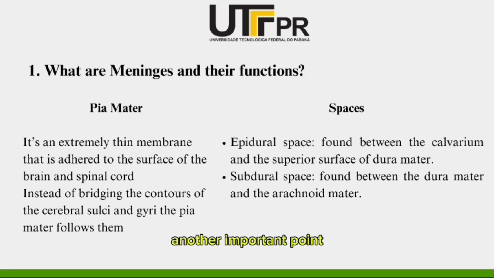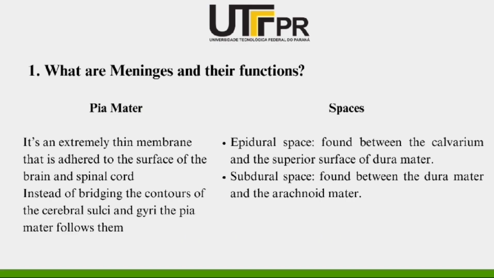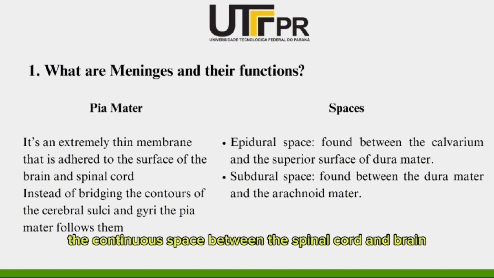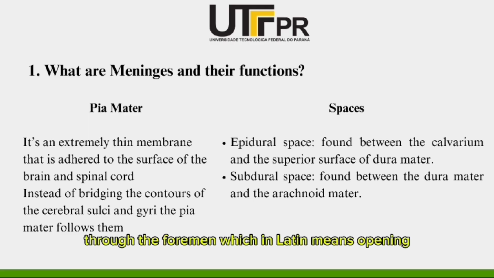Another important point is that three spaces can be found between the meninges. Epidural space, located between the skull and the upper surface of the dura. The subdural space between the dura mater and the arachnoid mater, and finally, the subarachnoid space. It's the continuous space between the spinal cord and brain, filled with cerebrospinal fluid, CSF, through the foramen, which in Latin means opening.